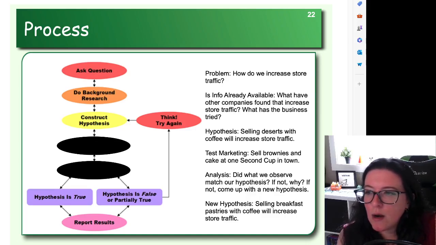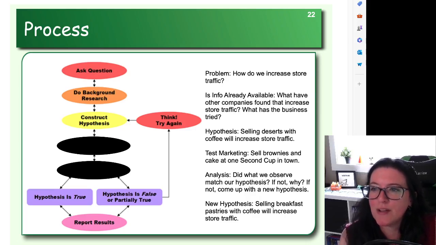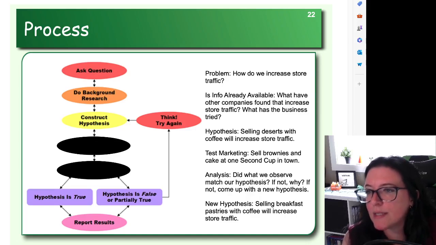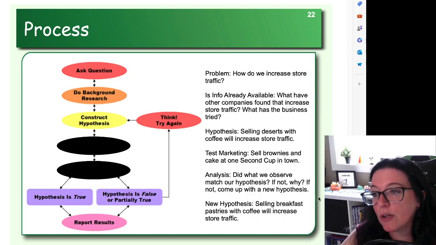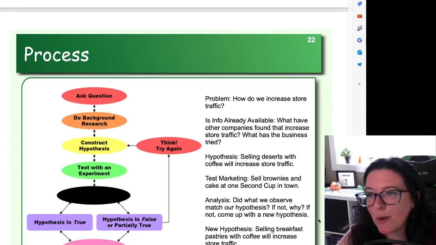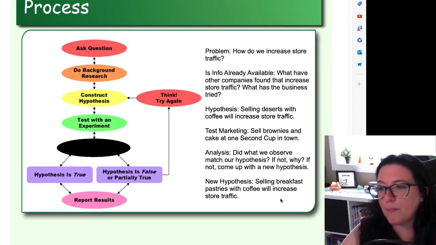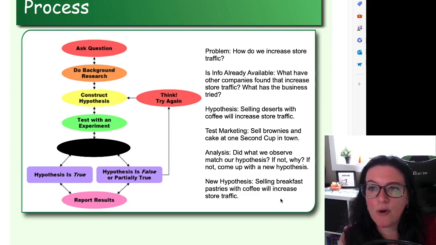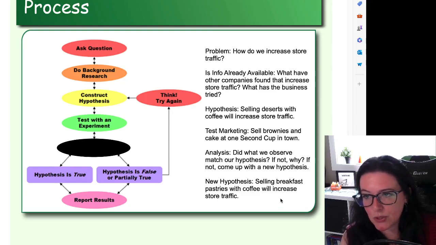Well, one of the research approaches can be a test market. We can experiment with it. If we are a Second Cup, if we are a coffee shop itself, we could see, do we get more people coming into our coffee shop if we also sell brownies? So we could create our test market here, and we're going to sell brownies and cake at one particular location and see what happens. Okay, so we're testing it with an experiment. So here we're doing our test. Other types of experiments and data collection could be surveys and focus groups to see if our hypothesis is correct.